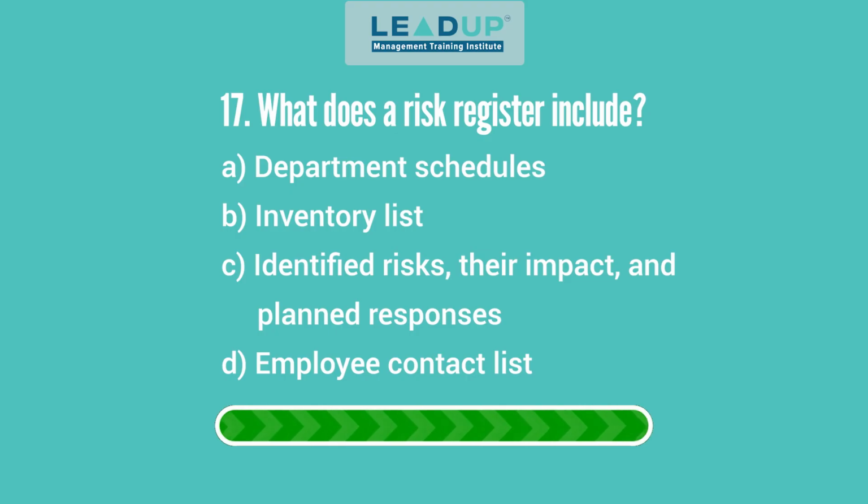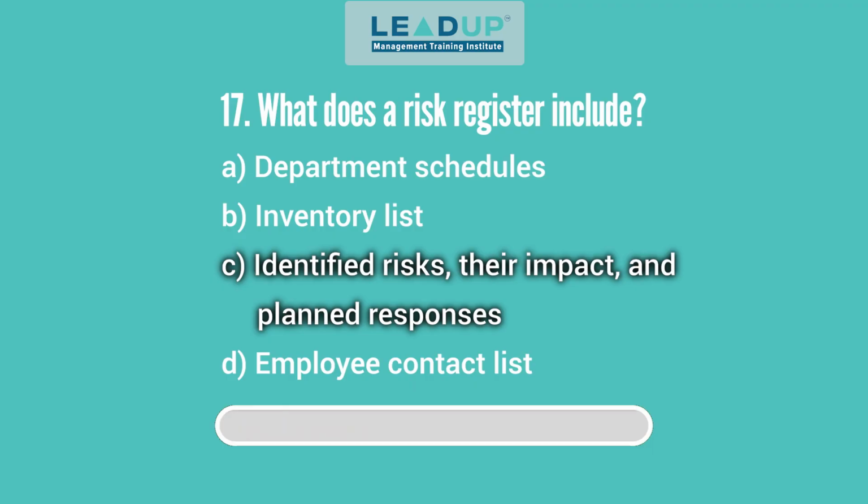Question 17. What does a risk register include? A. Department schedules, B. Inventory list, C. Identified risks, their impact and planned responses, and D. Employee contact list. Answer: identified risks, their impact, and planned responses.